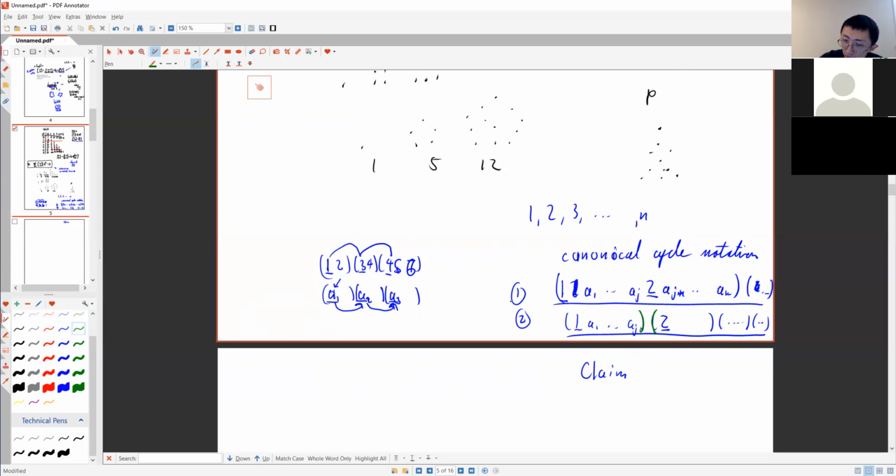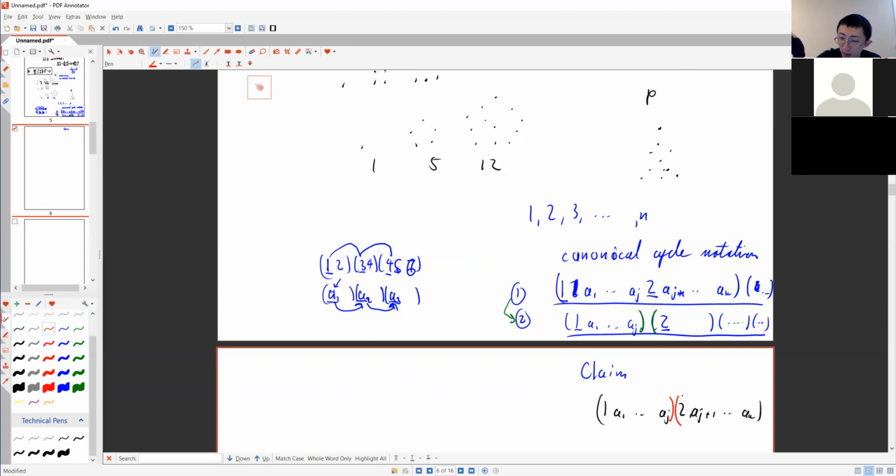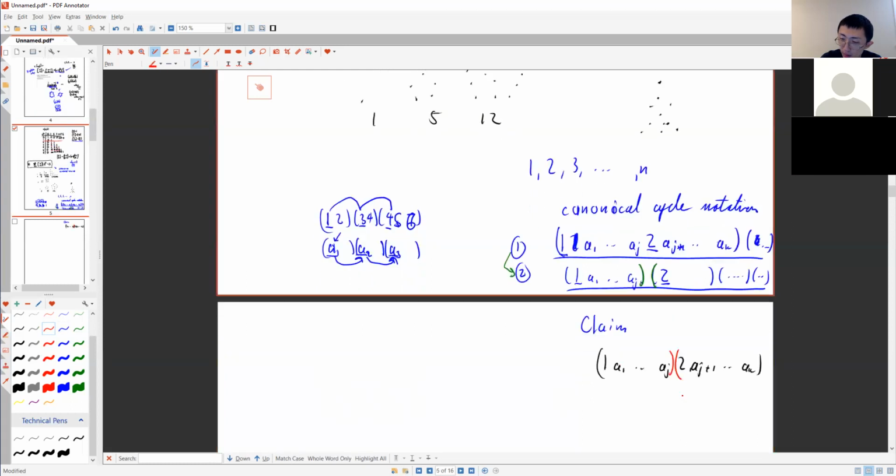So, you can get from case 1 to case 2 by simply, I'll just remove that parentheses. So A1 to AJ, and then, if they're in the same cycle, you would just add the parentheses here. And then that would increase the number of cycles by 1, and you get a permutation with 1 more cycle than originally you have.